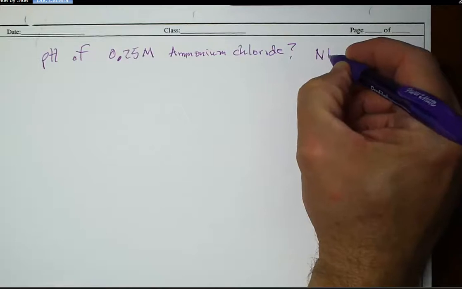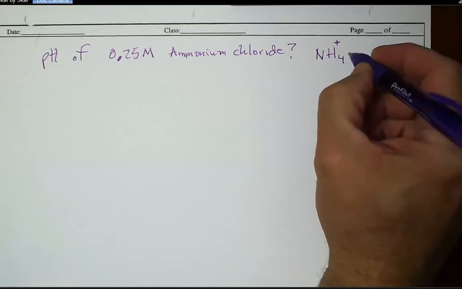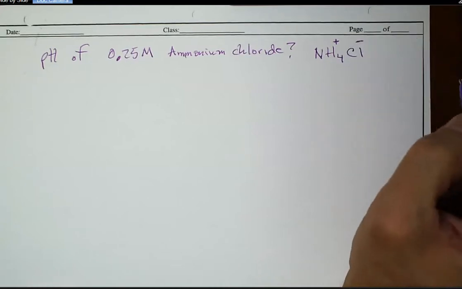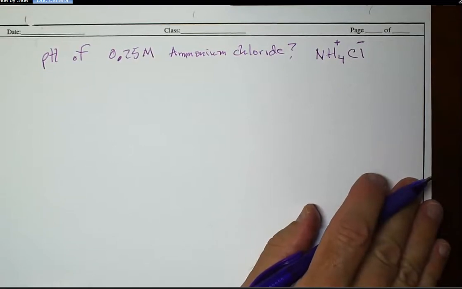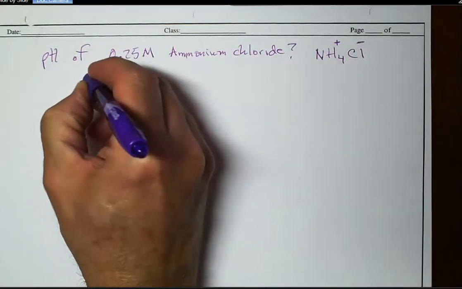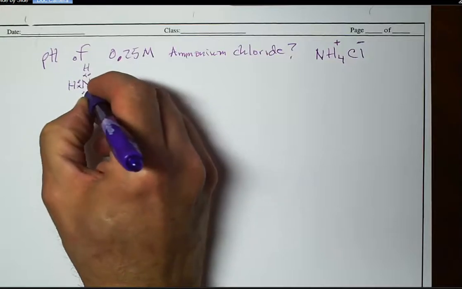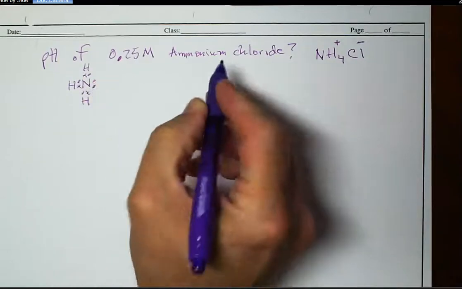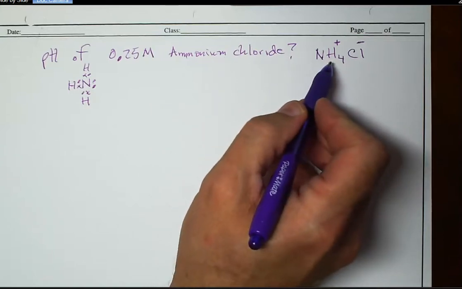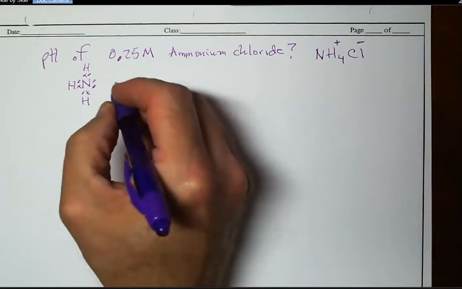Ammonium is NH4, and it has a positive charge. And chloride, of course, is Cl, which has a negative charge. So there's ammonium chloride's formula. Now, ammonium chloride would be formed by a reaction between ammonia, which is this, NH3, ammonia, ending with an A. Ammonium is the protonated version of that. It's got a fourth hydrogen and a positive charge.